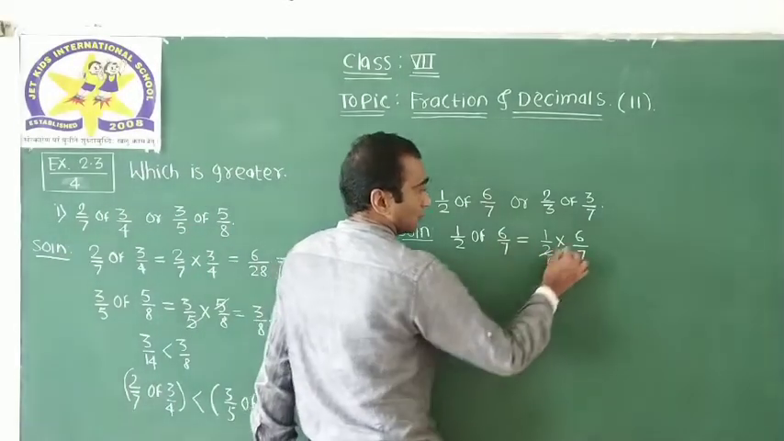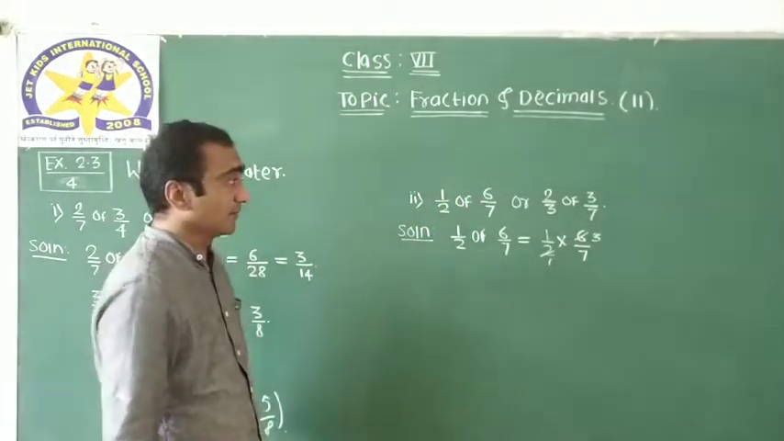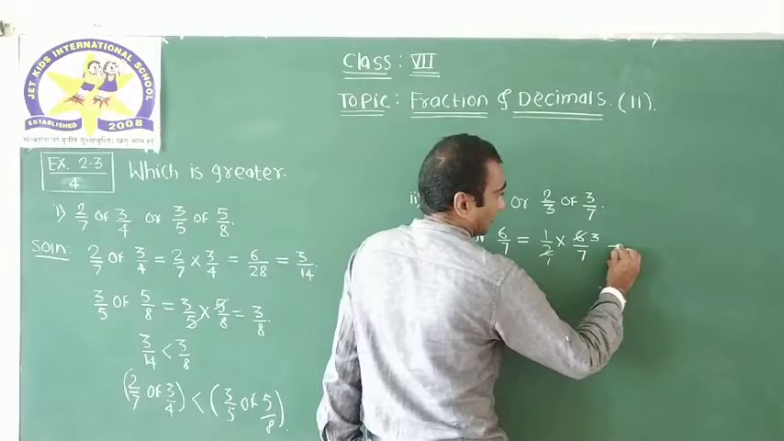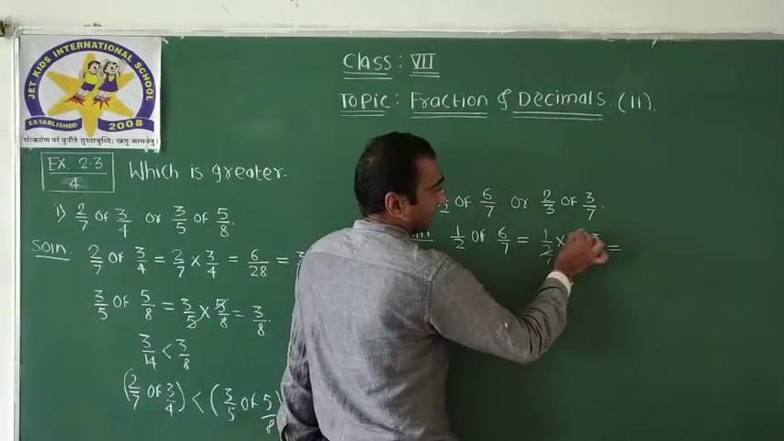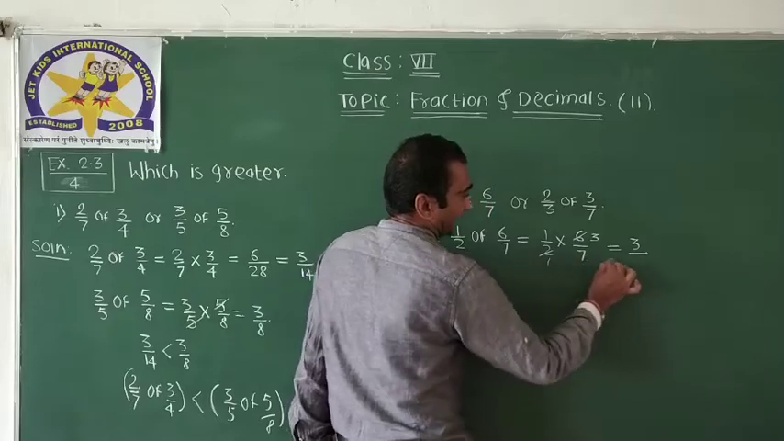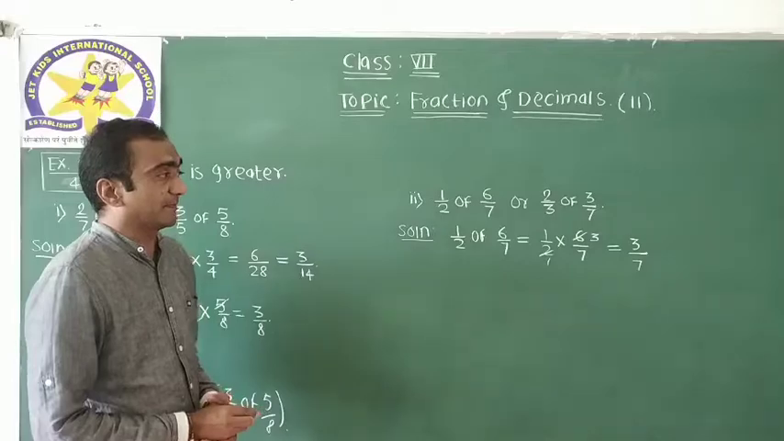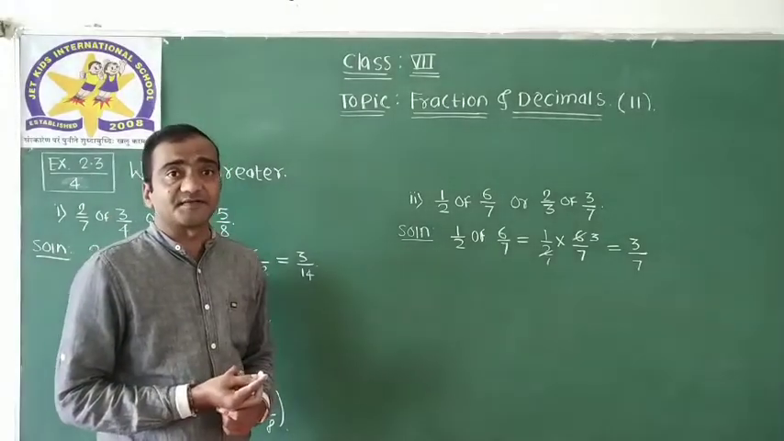2 1s are 2 and 2 3s are 6. Now make a multiplication in the numerator. Now we get a fraction. 1 multiplied by 3, 3, divided by 1 multiplied by 7, 7. So the simplification of the left hand side is 3 by 7.